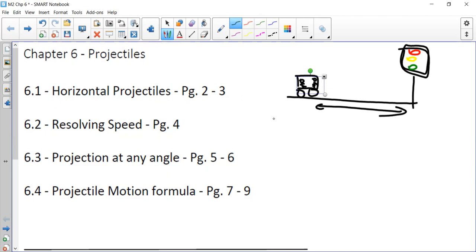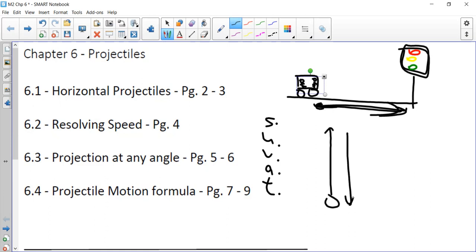Talk about Suvat, we have to talk about each individual one, right? So S stands for displacement, U initial velocity, V final velocity, A acceleration, and T is time. So you would have learned how to calculate using a one-dimensional calculation from left to right. Or you've learned about throwing some stones up and then coming back down. So initial velocity, final velocity, etc.